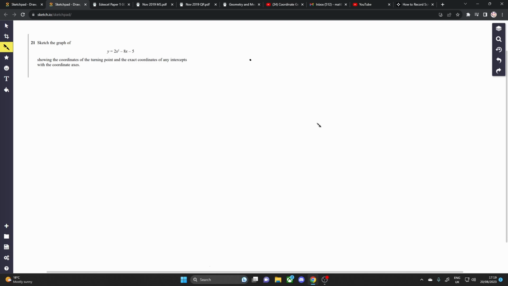Okay, so we're going to start with this question. Sketch the graph of y equals 2x squared minus 8x minus 5. I just like to write the question out before I do anything. Showing the coordinates of the turning point. Okay, so that's when we're at the bottom of the parabola, when the gradient is 0. The exact coordinates of any intercepts with the coordinate axis.